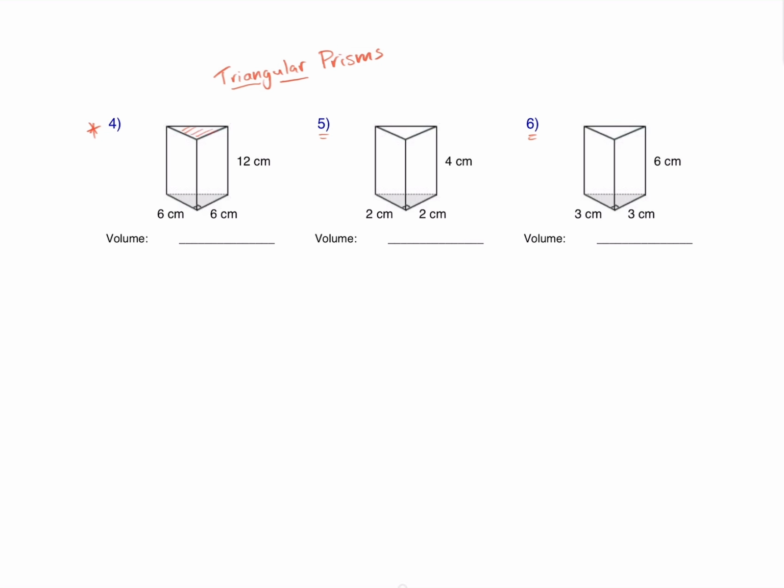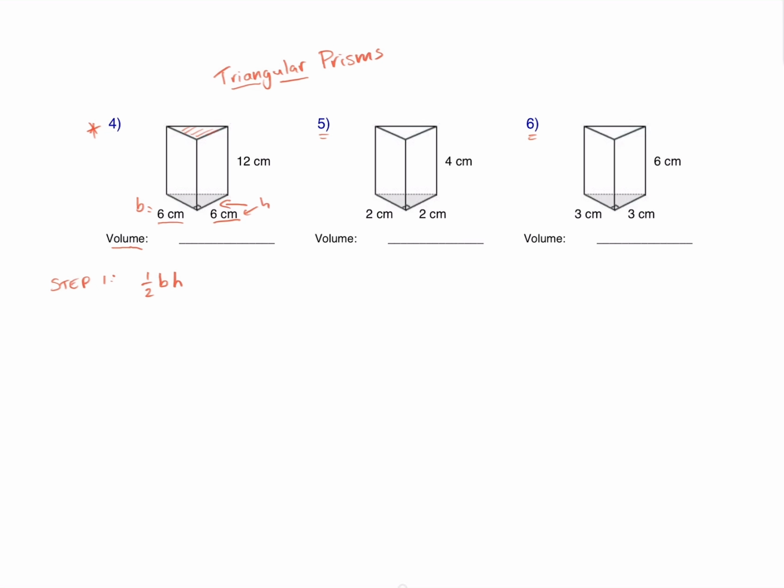Now, the way we find the volume of this type of shape is, step 1, we find the area of a triangle. In particular, we find the area of this triangle. The area of the triangle is half the base multiplied by the height. Here you can choose either of the 6s, it doesn't matter, as the base and either one as the height. So let's call this the base, and let's call this the height.